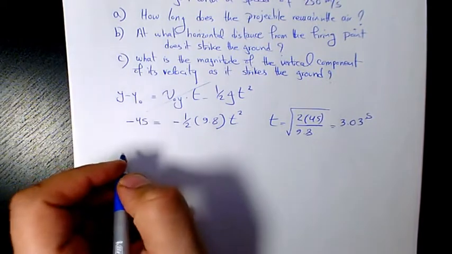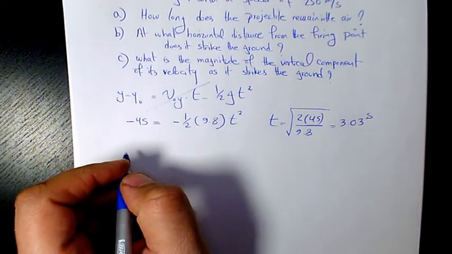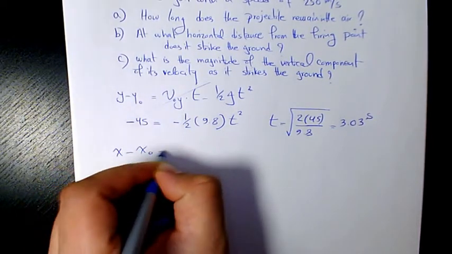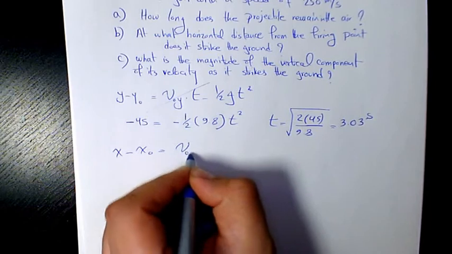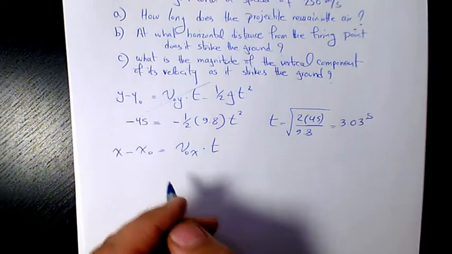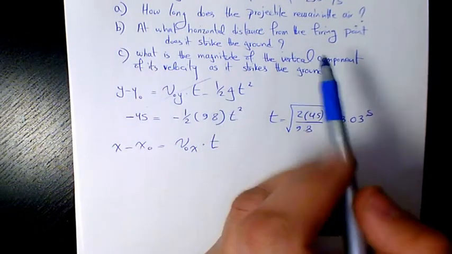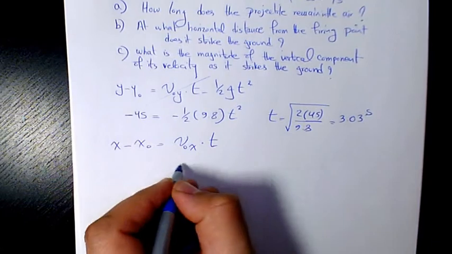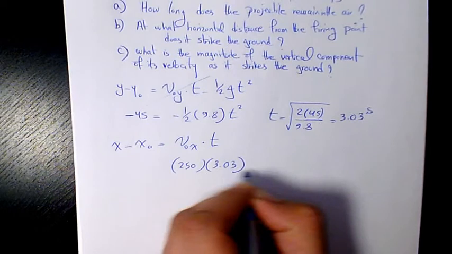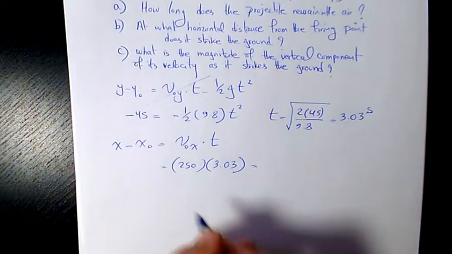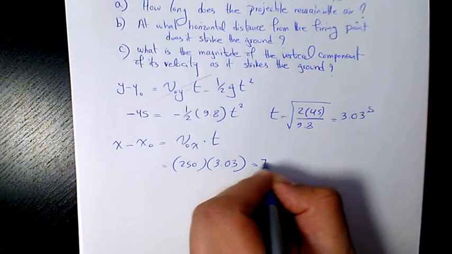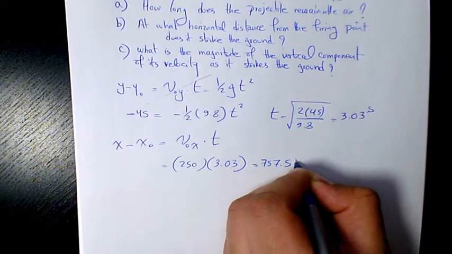Now next one, we have the horizontal distance traveled. It's given by x minus x naught equals v naught x times t, because there is no acceleration in the x direction. So v naught x is given as 250 meters per second, and the time is given. So the rest of it is going to be the horizontal distance. So 250 times 3.03, that will be 757.5 meters.